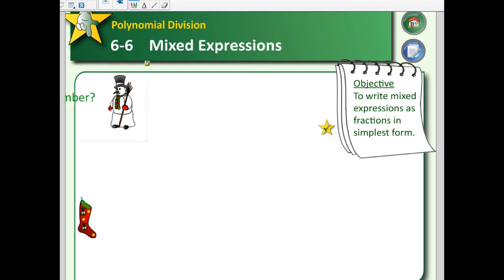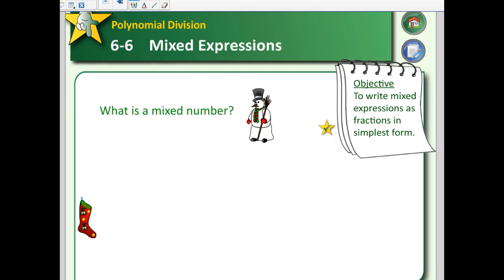Now, here's what Mr. Snowman says. What is a mixed number? Do you remember what a mixed number is from math past? Yeah, that's right. It's a whole number with a fraction. Okay? Well, we're used to seeing those in math, but when I'm talking about mixed expressions, when I'm in algebraic fractions, what does that mean?